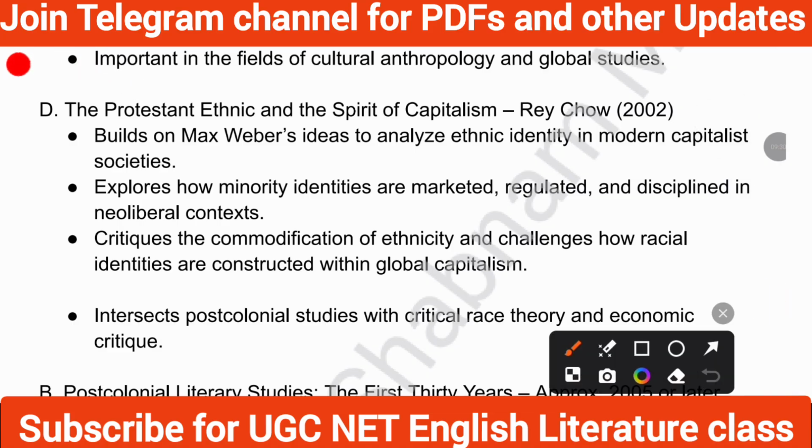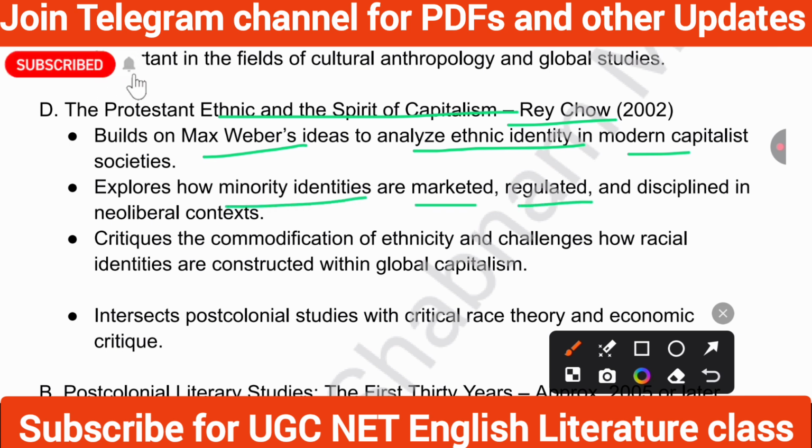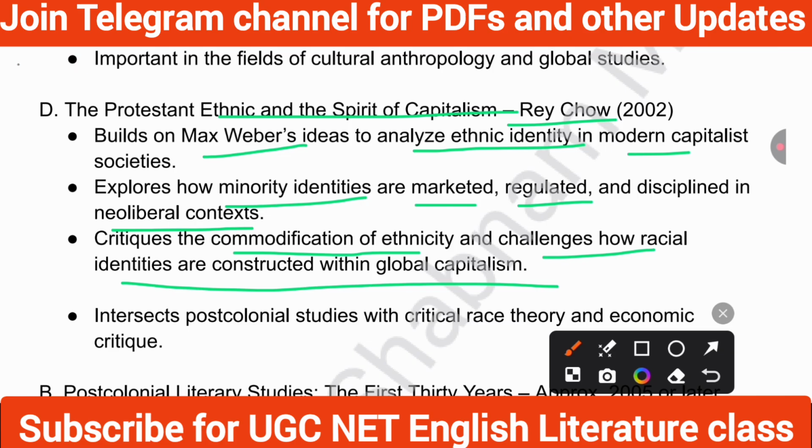So option D here is The Protestant Ethnic and the Spirit of Capitalism by Rey Chow, 2002. In this work, she builds on Max Weber's ideas to analyze ethnic identity in modern capitalist societies. She also explores how minority identities are marketed, regulated, and disciplined in a neoliberal context. She critiques the commodification of ethnicity and challenges how racial identities are constructed within global capitalism.